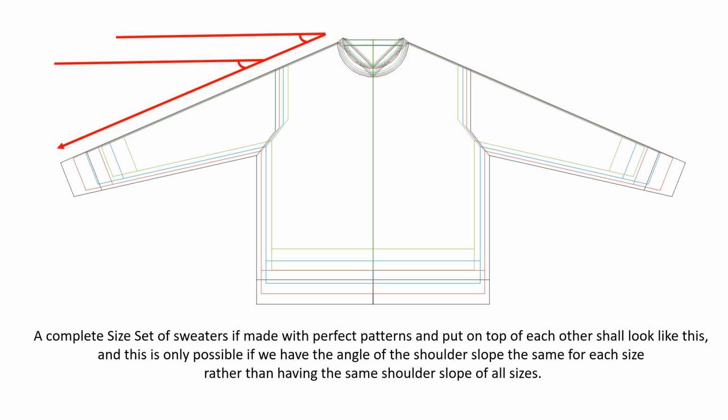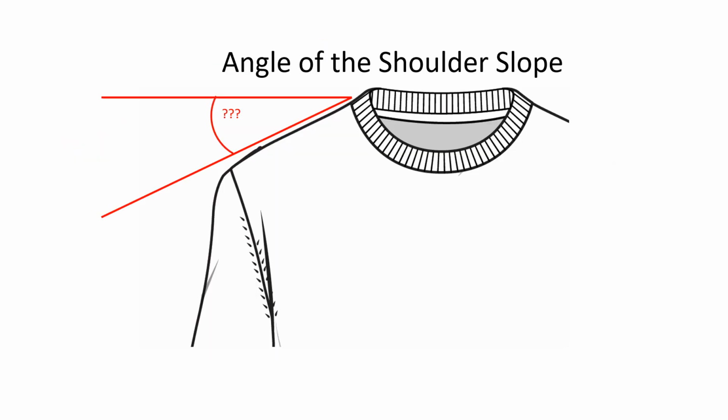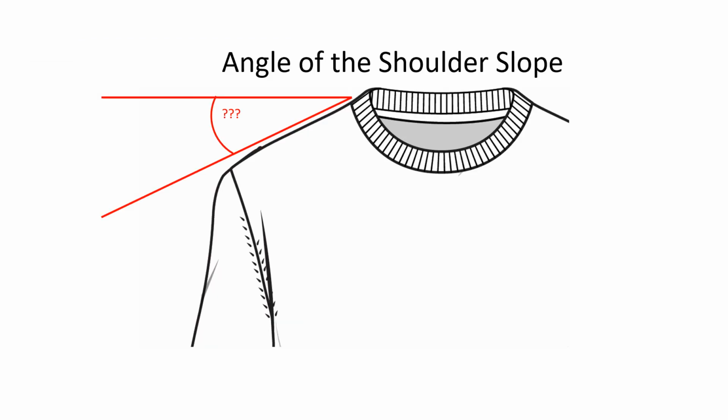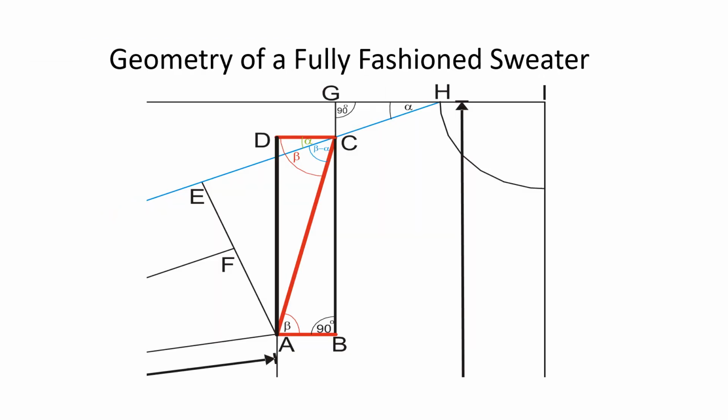It, therefore, becomes necessary to understand the importance of the shoulder slope and how to ascertain the angle of the shoulder slope. Surprisingly, the shoulder slope is not given the due respect that it demands by the knitters and their customers. And now that we talk about the angle of the shoulder slope, and not the measurement of the shoulder drop, it becomes necessary to understand the geometry of the fully fashioned garment.